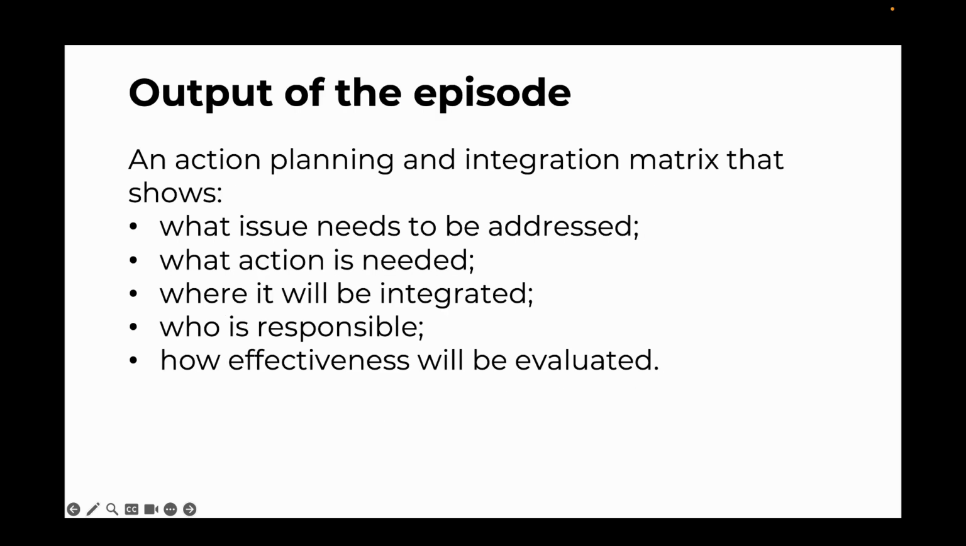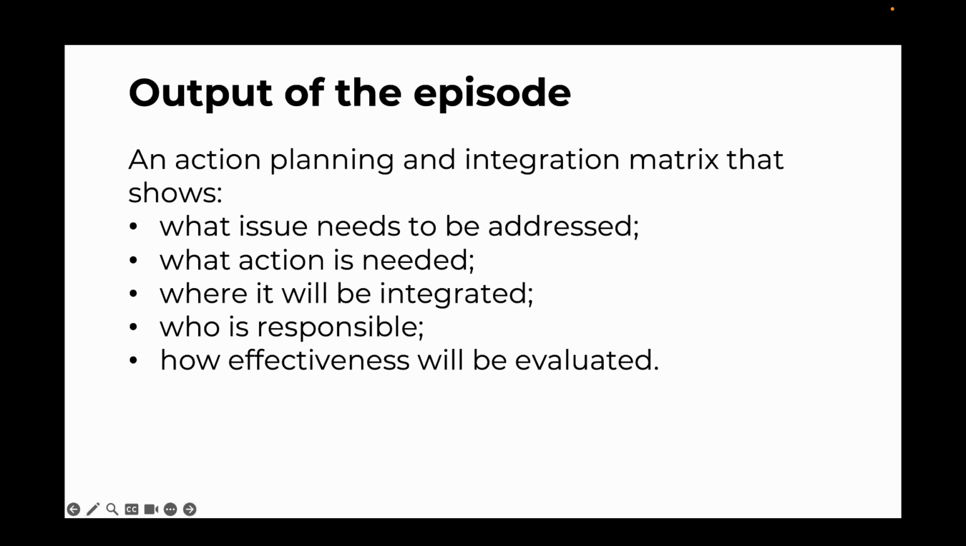The output of this episode is an action planning and integration matrix. This matrix helps BlueRiver move from determination to management decisions. It shows what needs to be addressed, what action is needed, where that action will be integrated, who is responsible, and how effectiveness will be evaluated.